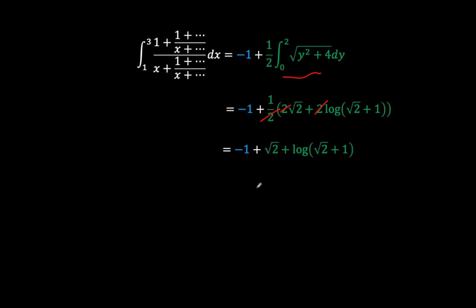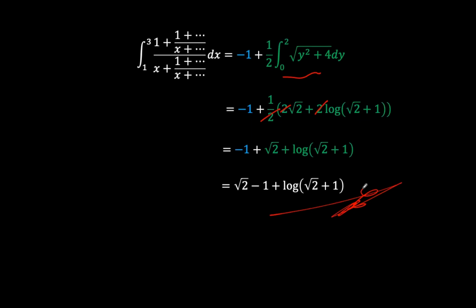Rearranging it, because root 2 is greater than 1, we have square root of 2 minus 1 plus the natural logarithm of square root of 2 plus 1. And this is the answer that was provided. It was a little bit windy.